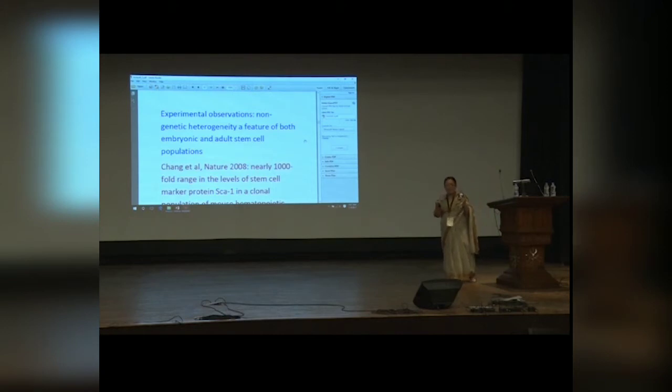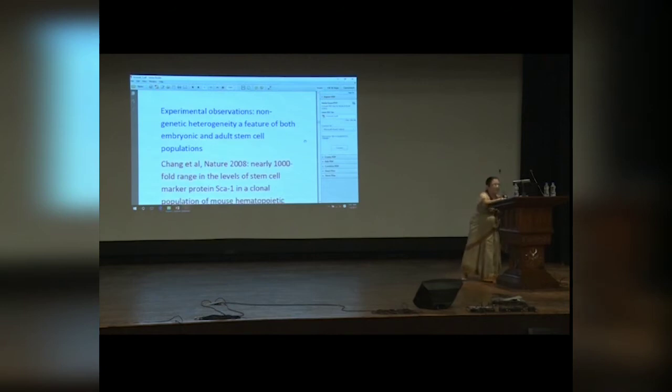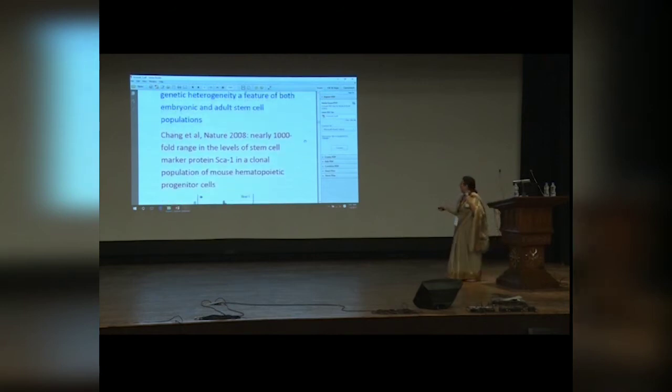The same genetic population, the same environment, the same initial state, but in the course of time, there is a spread in the protein levels. And this is the experimental paper, which is pioneering, Chang et al., Nature 2008. They found that there is a nearly 1,000-fold range in the levels of a stem cell marker protein, the protein Sca1, in a clonal population of mouse hematopoietic progenitor cells.